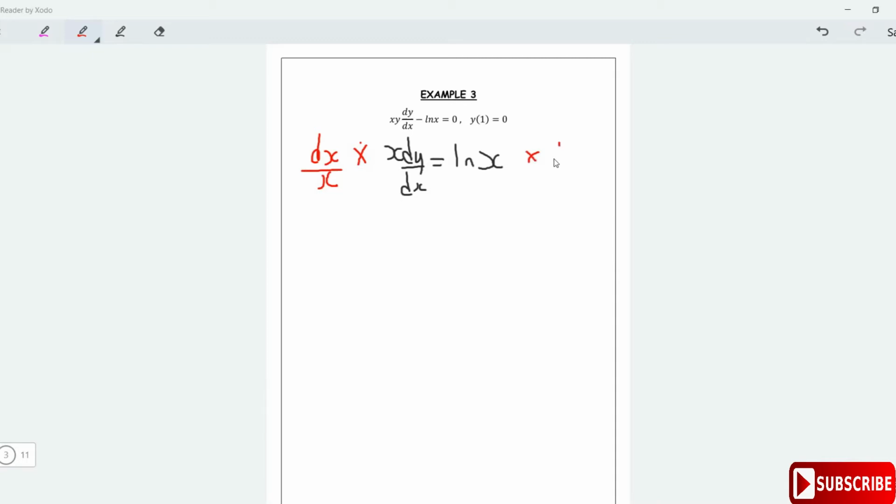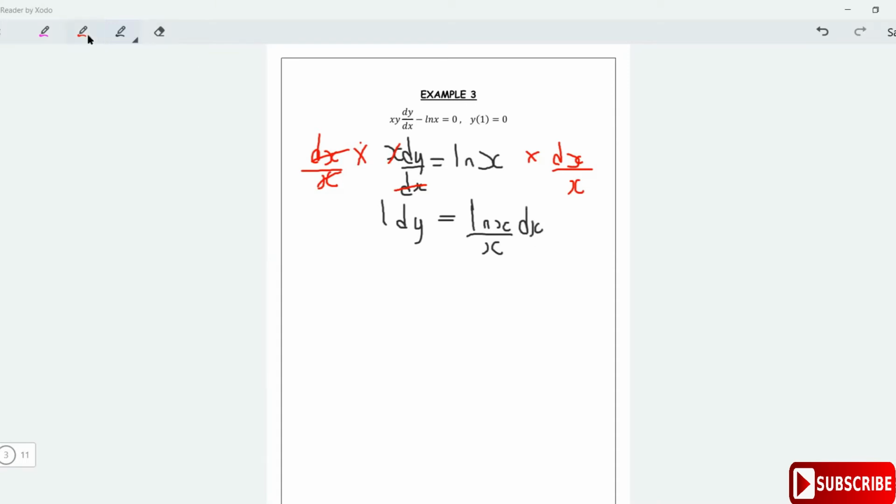And you might say, that's crazy. No, that is not crazy. Look what it does to the left-hand side. This x cancels this x, this dx cancels this dx, and so what we end up getting is 1 dy is equal to ln x over x dx. Yep, that's what we end up getting.